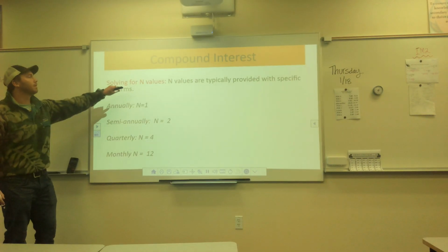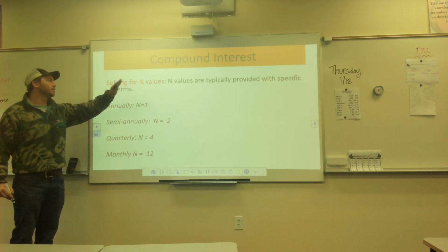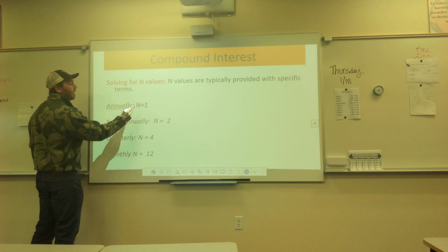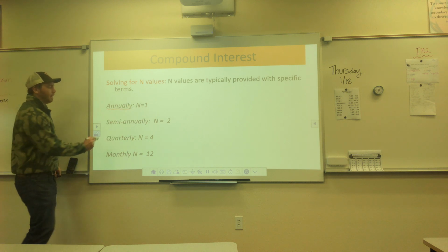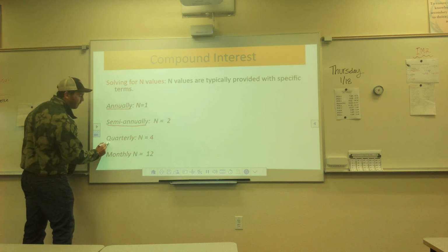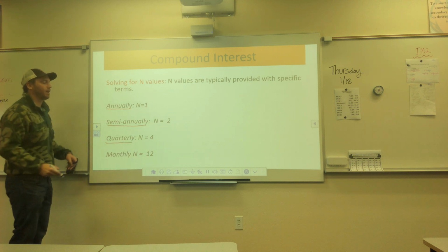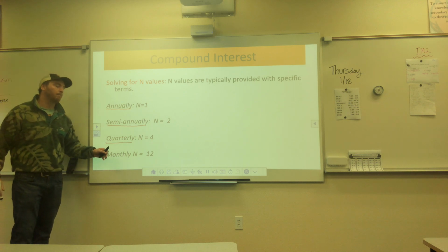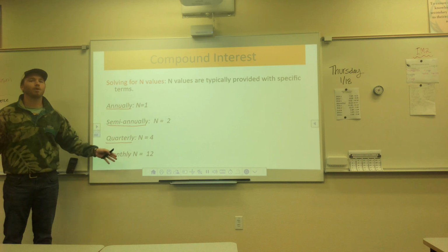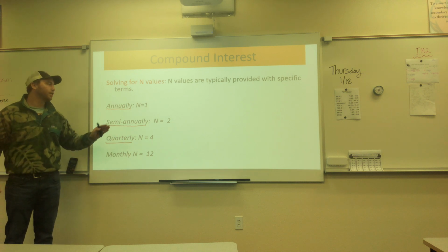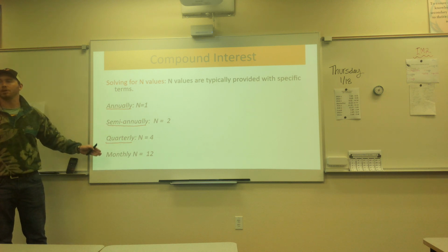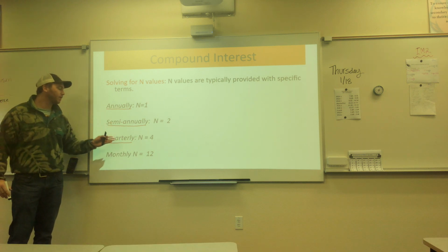Now, n terms. It's provided with specific terms. If you see annually, n is equal to 1. If you see semi-annually, n is equal to 2. If you see the word quarterly, n is equal to 4. Monthly, n is equal to 12. So just by breaking down what your word problem says, you can already identify what n is going to be just by the term that we use. So annually, semi-annually, quarterly, or monthly.